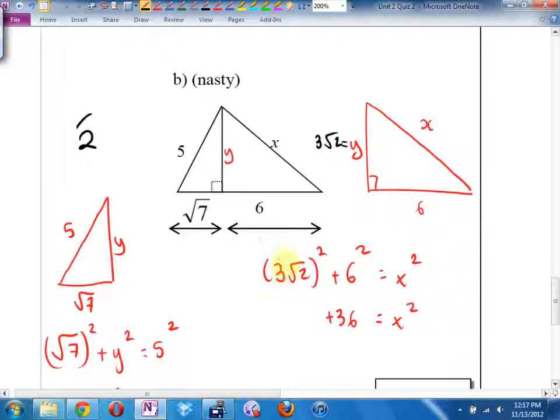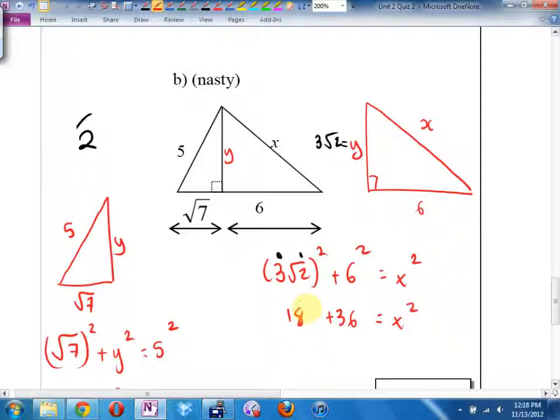What's 3 squared? What's root 2 squared? Rob just pointed that out to us. Okay, so ready? Let's try this again. What's 3 squared? 9. What's root 2 squared? This is really 9 times 2.